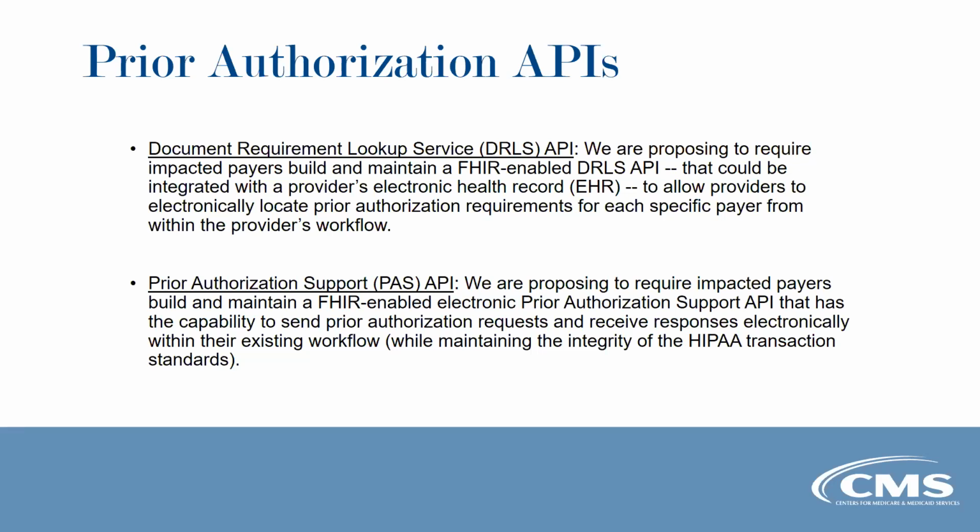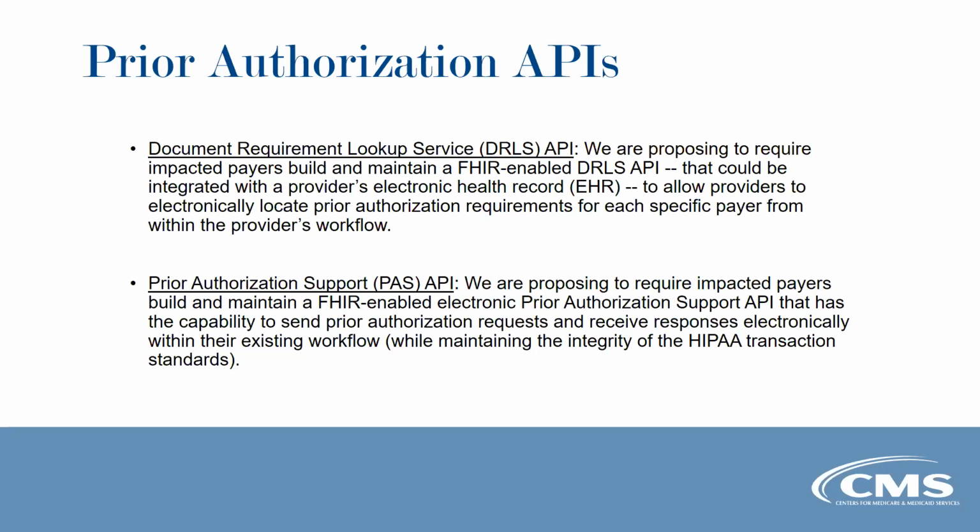So the API from the EHR would ping the payer to say, are there requirements for prior authorization for this particular item or service? And the API would respond yes or no, and the EHR could say, if yes, what are those requirements, and then those would be sent back directly to the EHR. So again, just really streamlining and reducing the burden that is required for providers to find these requirements.